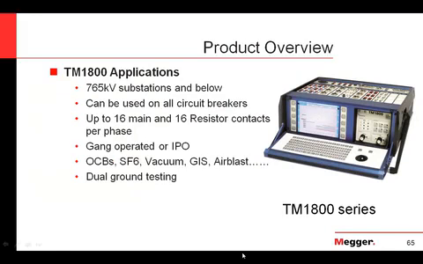And then moving on, we have our top of the line, which is the TM1800 series, which is a fully configurable design here. This can test any breaker out there if you configure it right. We can do up to 16 main, 16 resistor contacts, gang operated, IPO, oil, SF6 gas, GIS, air blast, dual ground testing. This thing, I've tested up to 765 kV myself with this, and no problem.